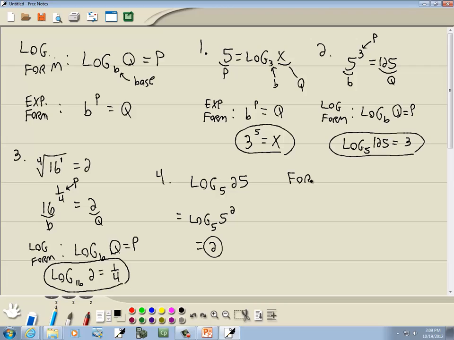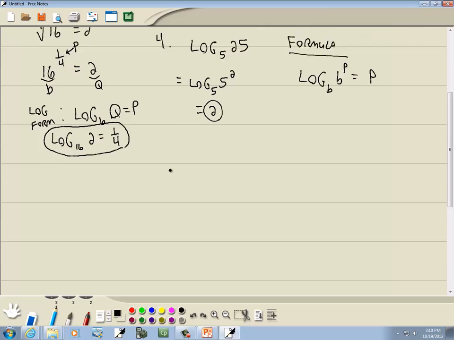Now our formula for that looks like this. We have log, and then that's b for our base. Then b to the p power is equal to p. So again, if these match, then they cancel away and leave you just the exponent. Let me work another problem.